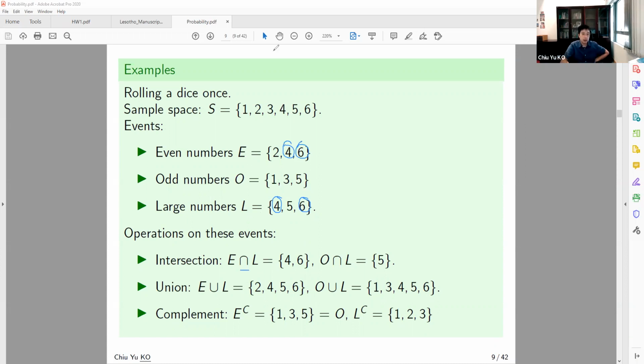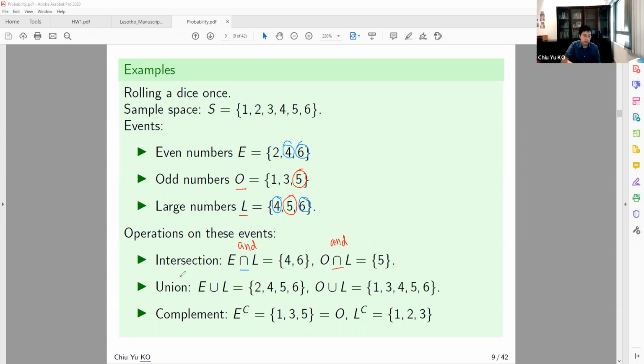Let's use a color. Look at O and L. What are the common elements here? Only 5 appears in both sets. So the intersection will be 5. As we said, sometimes they will say "and", which is the same as intersect. Sometimes you see "and", sometimes intersect. I just want to make sure that when you read other books, you understand what we're doing.